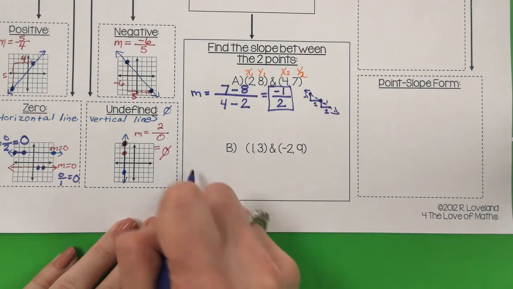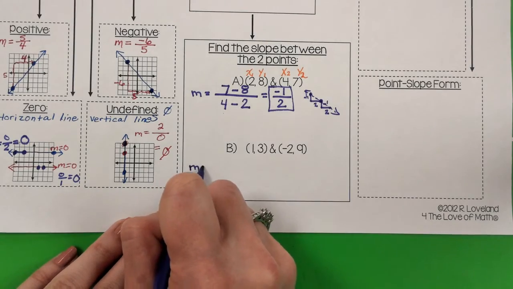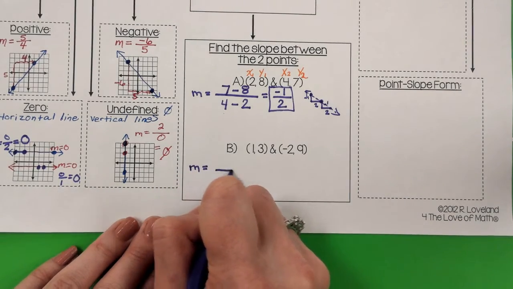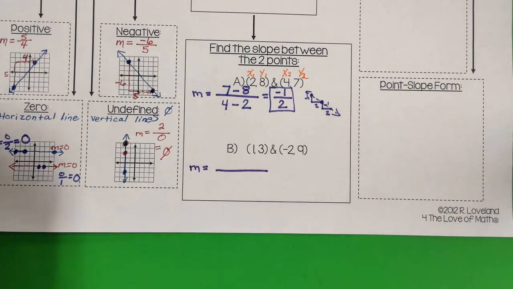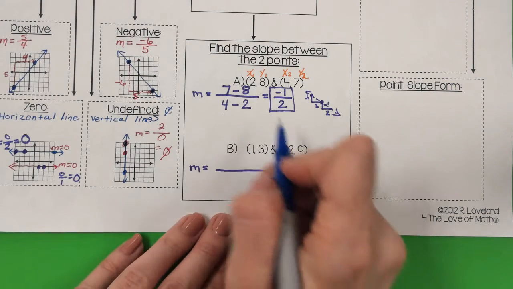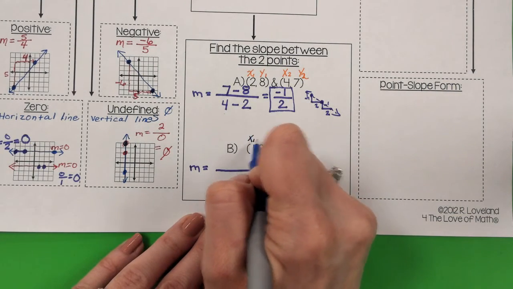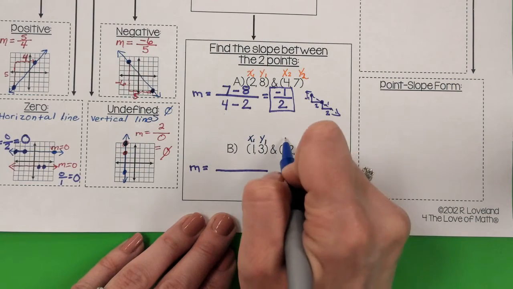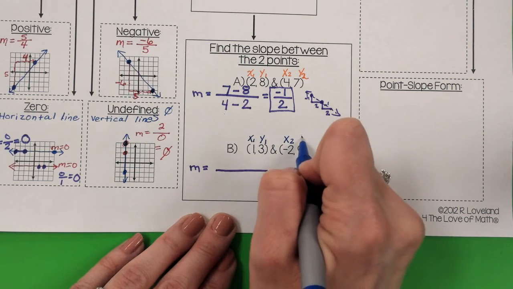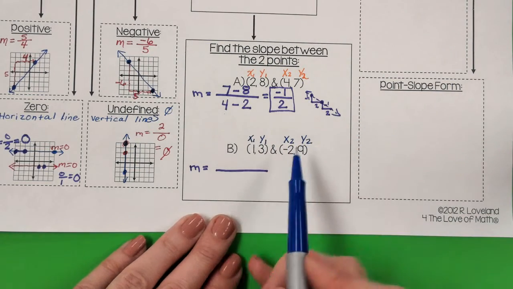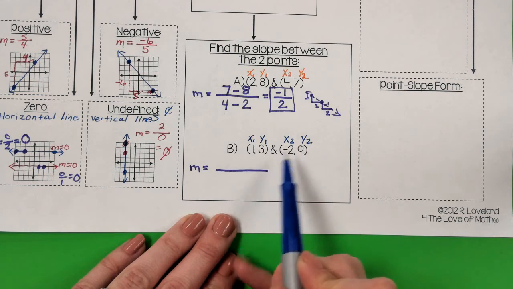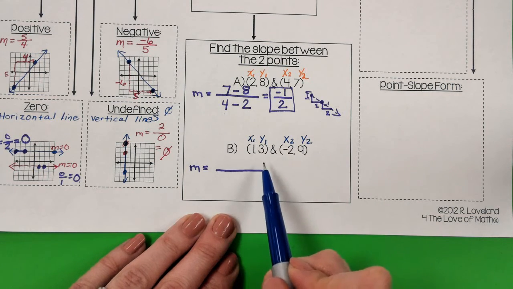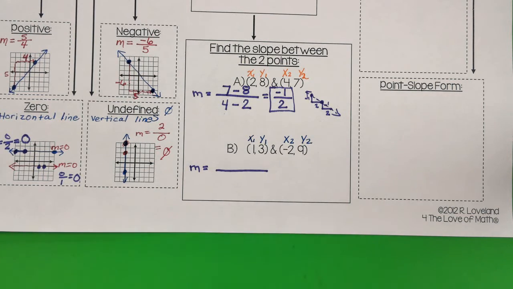All right, you take a minute, and I'm going to pause so that you can do this yourself. Let's label these. This is the first x, the first y. Second x, second y. So now I want you to take these 4 numbers and put them into this formula and figure out what the slope is. Go.